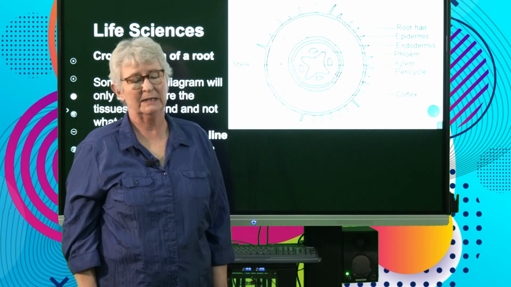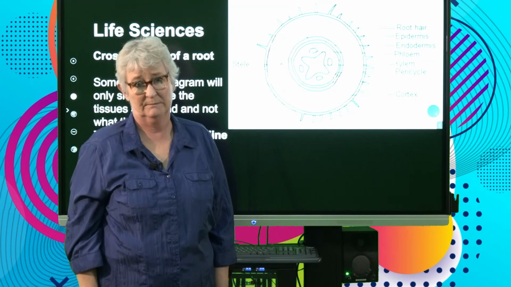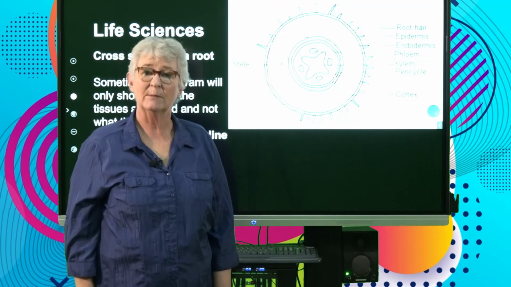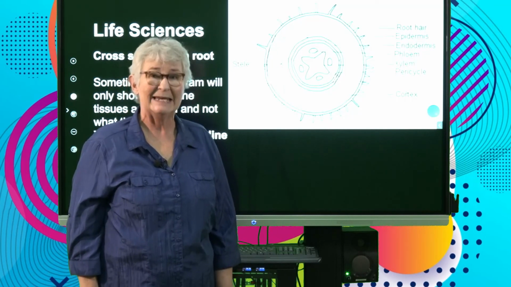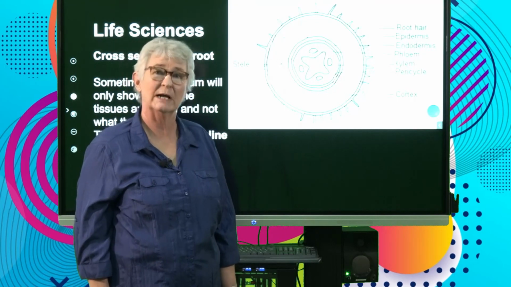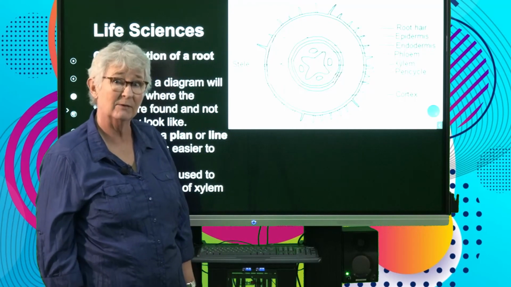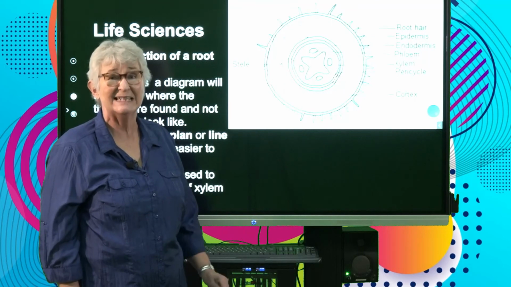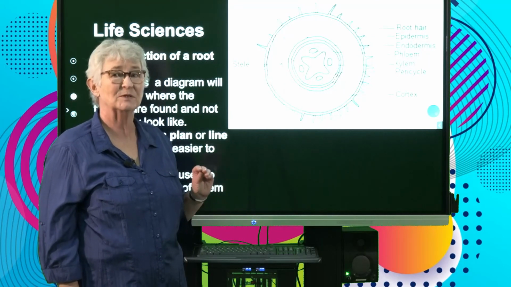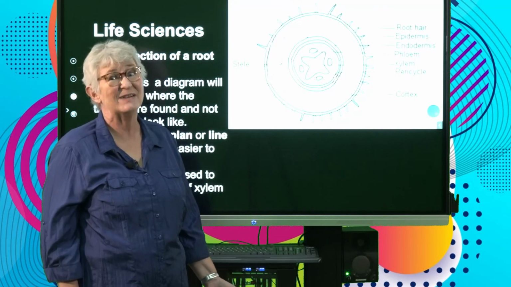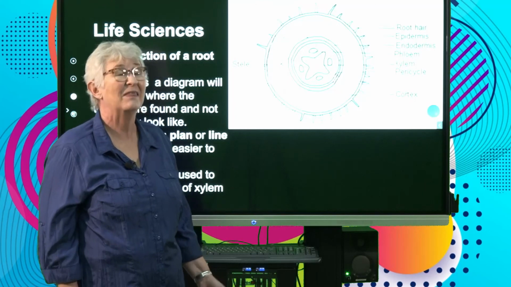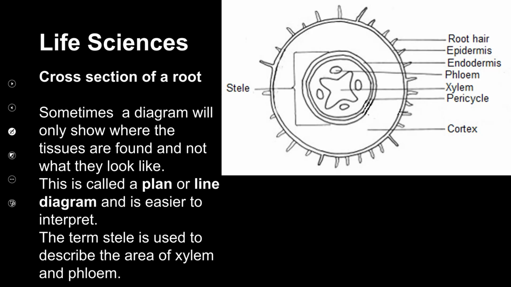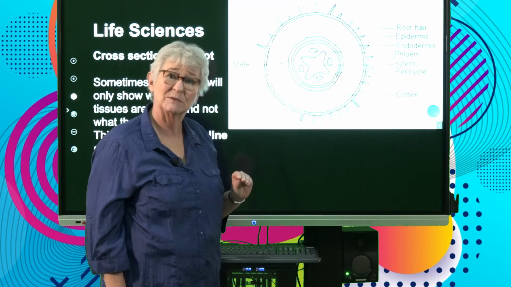Now, I'm sure looking at that, you're already feeling confused because there is a lot of detail. What we sometimes do to make it a little bit easier is, instead of showing exactly what the cells look like, we do something called a plan diagram or a line diagram. And this is much easier to interpret because all it does is show you where the different types of cells are found. It doesn't show you exactly what they look like, it shows you where they occur. And this diagram is a plan diagram or a line diagram, and all it does is show the different areas where the different types of cells are found.